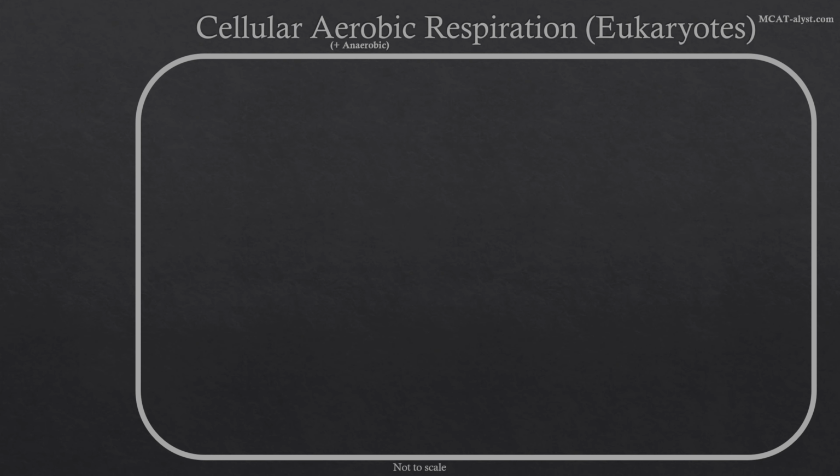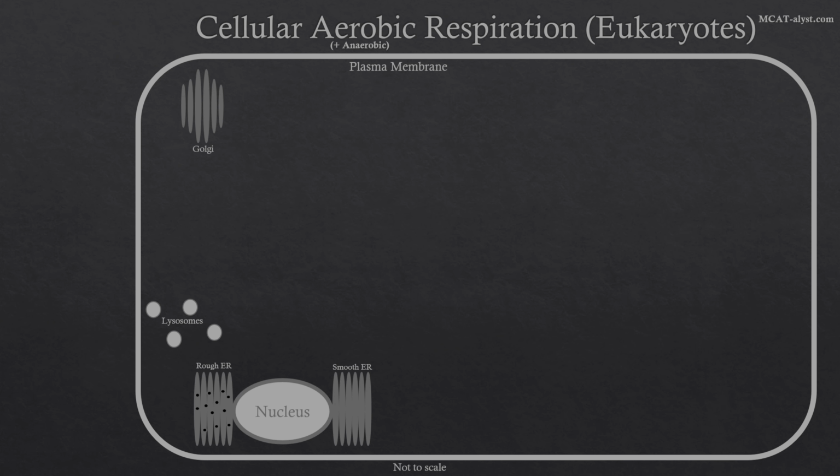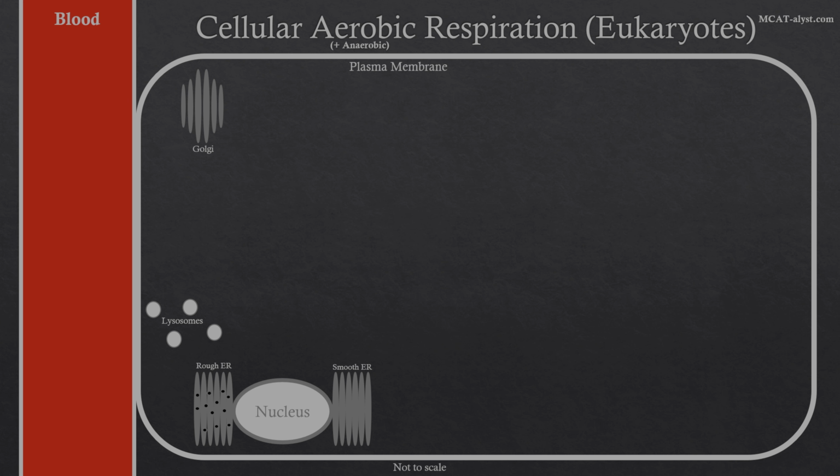So just to give you an overview of what's going on in the cell, specifically eukaryotic cells, we'll talk about how prokaryotes are a little bit different later. So within this eukaryotic cell, I'm going to throw up all of the not really important organelles for the purposes of metabolism. But we're going to start off with talking about the bloodstream over here.